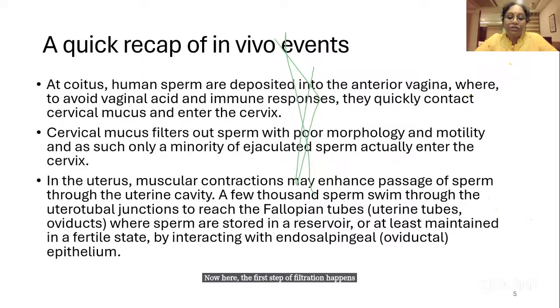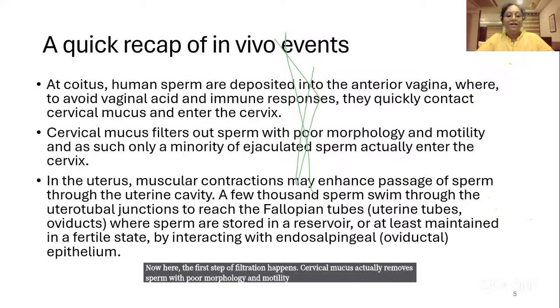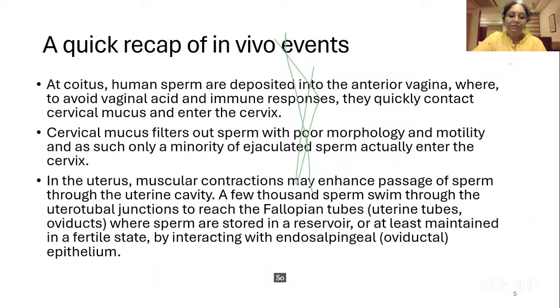Cervical mucus removes sperm with poor morphology and motility, and only a minority of an ejaculated sperm would actually reach the cervix. So when we start with millions of sperm, at this step many of them get filtered and the good ones move upward.